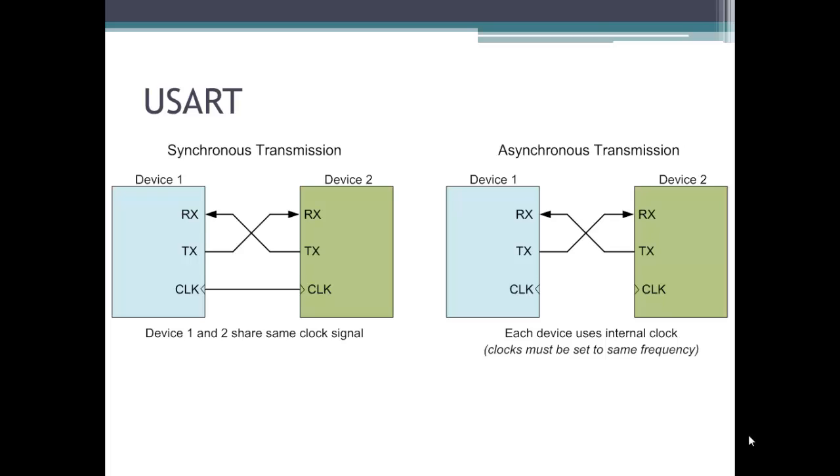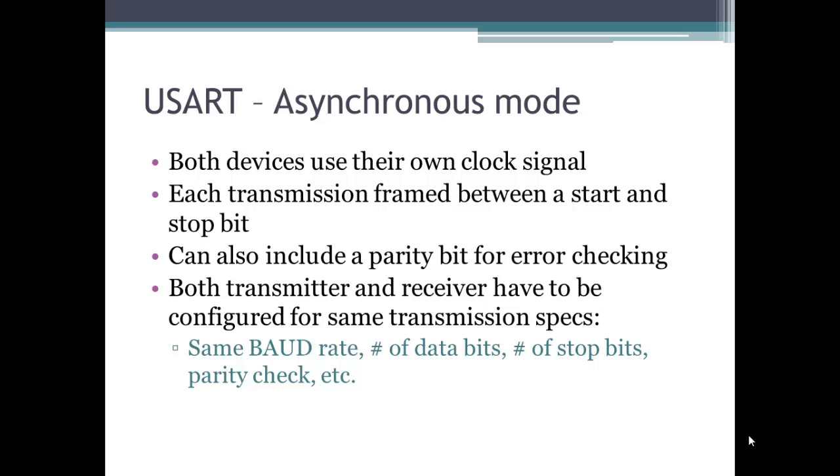We also see that on the asynchronous side, device 1 and device 2 are still interconnected through their TX and RX lines. And in this case, there is no clock signal. So the clock doesn't need to be transmitted. Each device then uses its own internal clock. Each device has clock generating circuitry, and those clock frequencies must be set to the same frequency. So asynchronous mode is one of the modes we're going to explore today in this tutorial, and you'll do in the following lab, where both devices use their own clock signal.